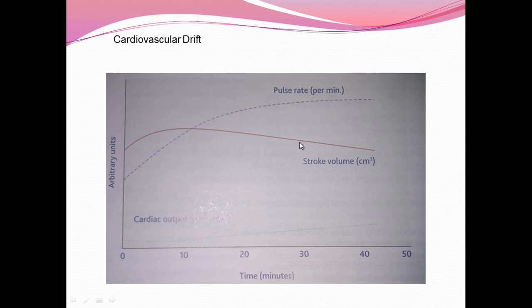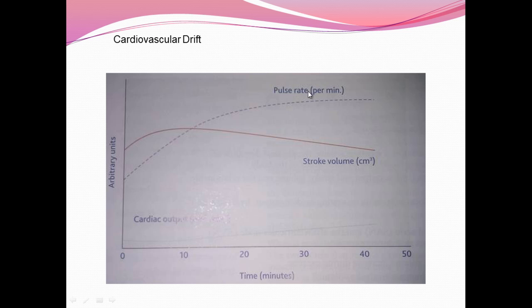Now, the final section that we have to cover in this topic is to do with cardiovascular drift. And what cardiovascular drift is, or occurs when you're doing long bouts of exercise, usually for over 10 to 15 minutes. You have to be doing aerobic exercise for this to occur. And you can see on this graph, this illustrates what happens in cardiovascular drift. What happens is, after a prolonged period of exercise, so usually 15 to 20 minutes, you can see the stroke volume has gone down. And so in order to basically maintain the cardiac output, what therefore needs to happen is your pulse rate, your heart rate, needs to increase.